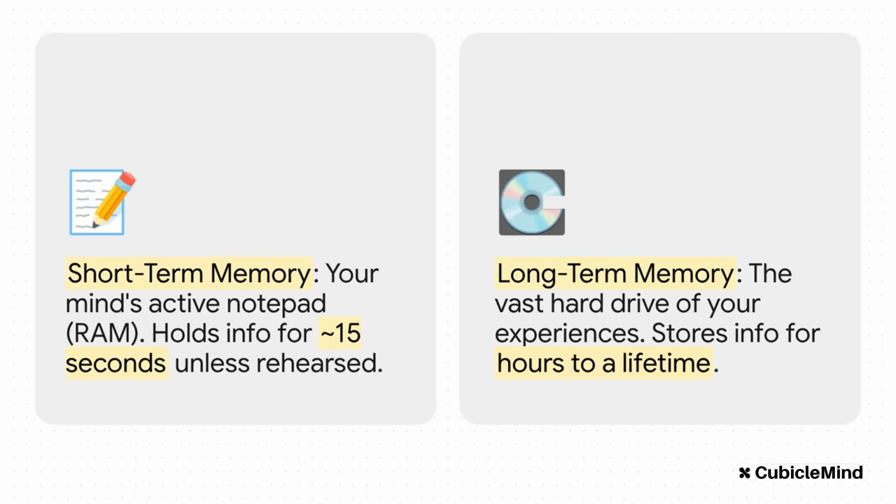Let's really dig into that computer comparison because it's a good one. Short-term memory, which we often call working memory, is a lot like your computer's RAM. It's super fast, super active, but it has limited space and only holds on to things for about 15 seconds, unless you're actively rehearsing them. Long-term memory, on the other hand, well, that's your hard drive. It's a little slower to access, but has a seemingly infinite capacity for storage.